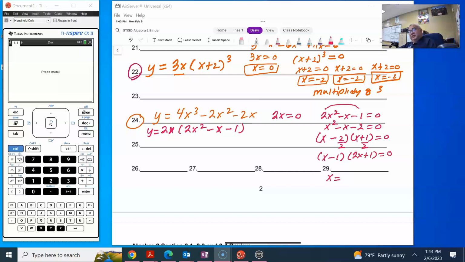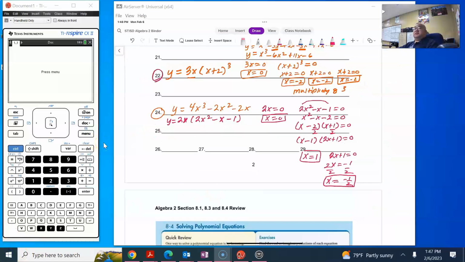So the next 0 is x equal 1. 2x plus 1 equals 0, so 2x equals negative 1, divided by 2. So x equals negative 1/2. So that's the second 0, the first 0, and the third 0. So we don't have any multiplicity here. We don't have any zeros that are repeated. So we have x equals 0, x equal 1, and x equal negative 1/2.